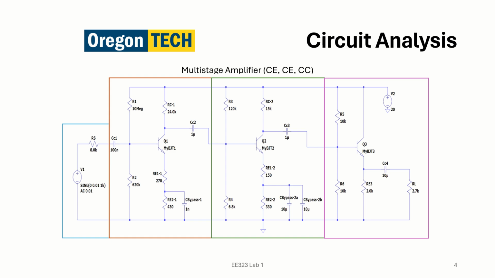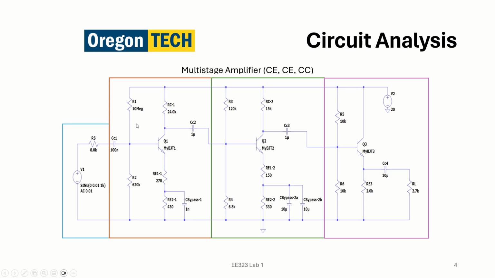So this is an example of the multi-stage amplifier. This is the one that I made when I took the class. Over here in the blue box, we have the signal generator, we have a series resistor, and then in the orange box, we have a common emitter amplifier. And I want you to notice that a common emitter amplifier is good for gain, but has moderate input impedance and moderate output impedance.